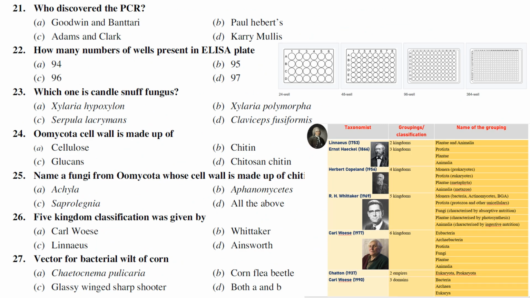Next one, who discovered PCR? Goodwin and Banter, Paul Hebert, Adams and Clark, and Kary Mullis. So PCR was first invented by Kary Mullis in 1983. For the discovery of PCR, Kary Mullis got a Nobel Prize. Adams and Clark were renowned for the discovery of ELISA. Paul Hebert, DNA barcoding. Goodwin and Banter, I think these two scientists are related to some kind of technique, but I actually forgot. But PCR is definitely Kary Mullis; Adams and Clark, ELISA; Paul Hebert, DNA barcoding.